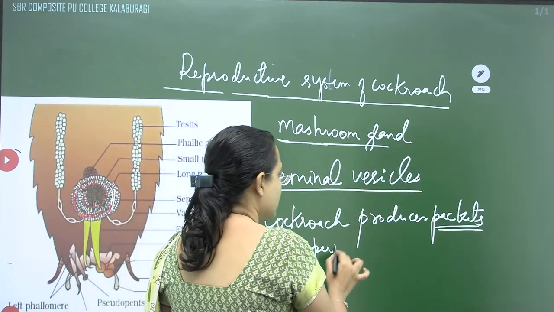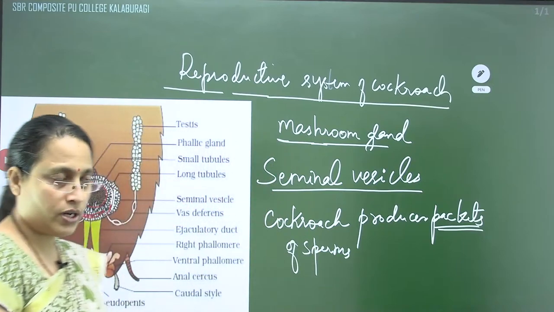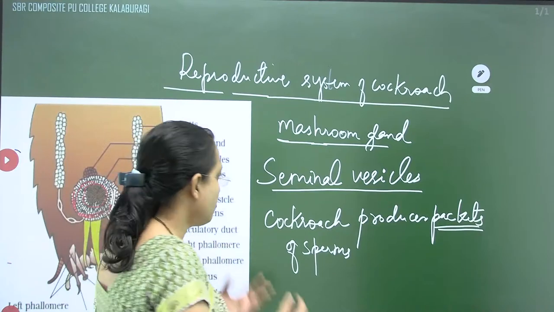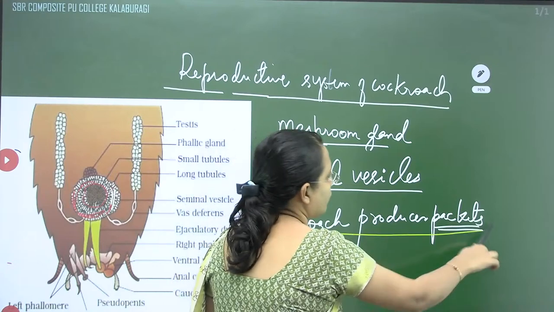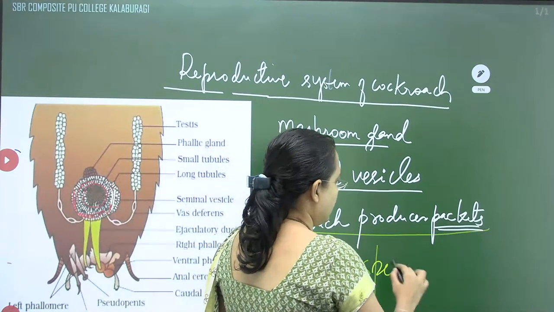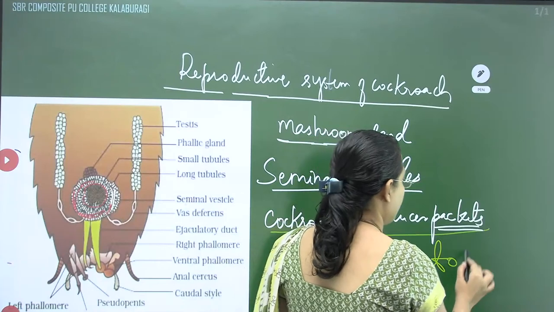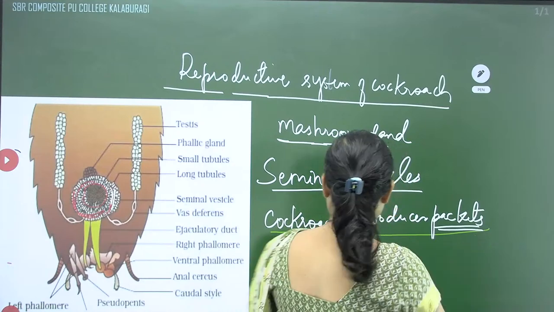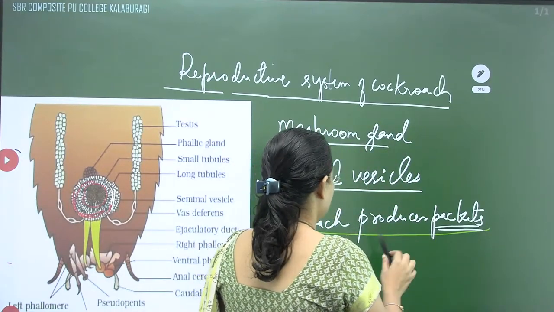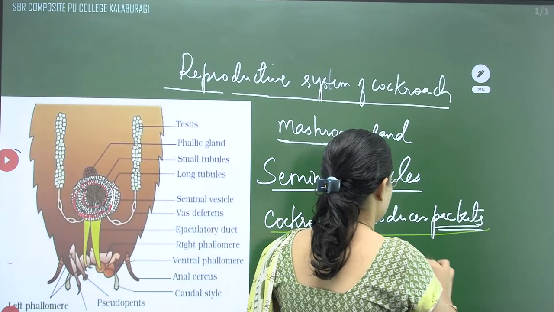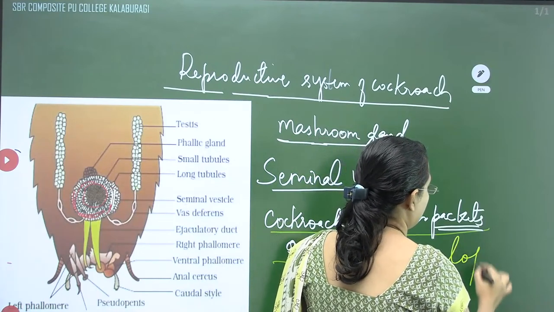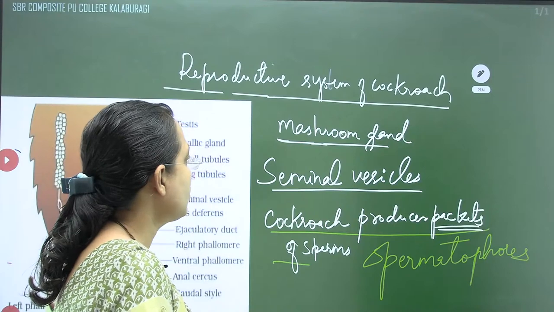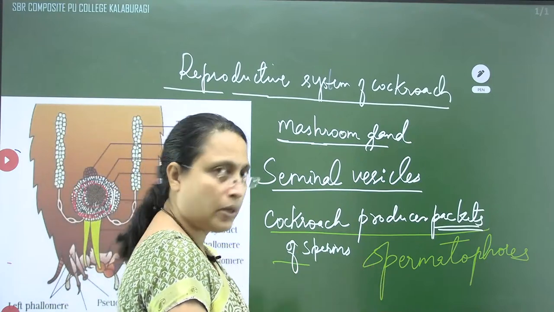That means the sperms are not released individually, but are released outside the body in the form of packets, which are called spermatophores. So cockroach produces packets of sperms called spermatophores.